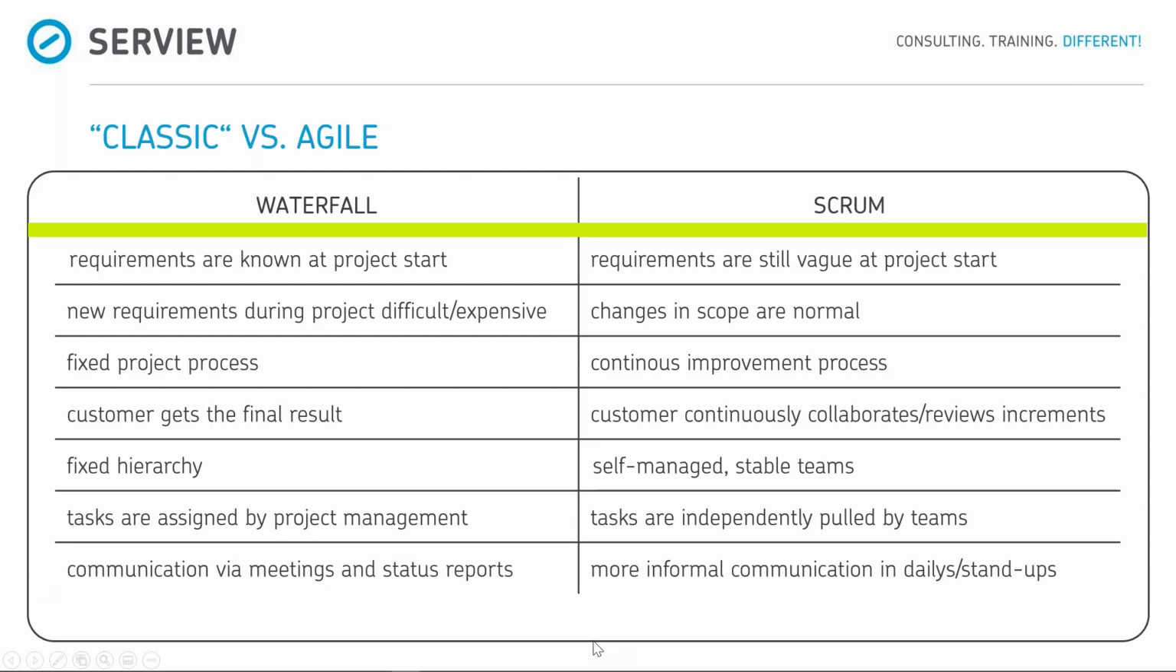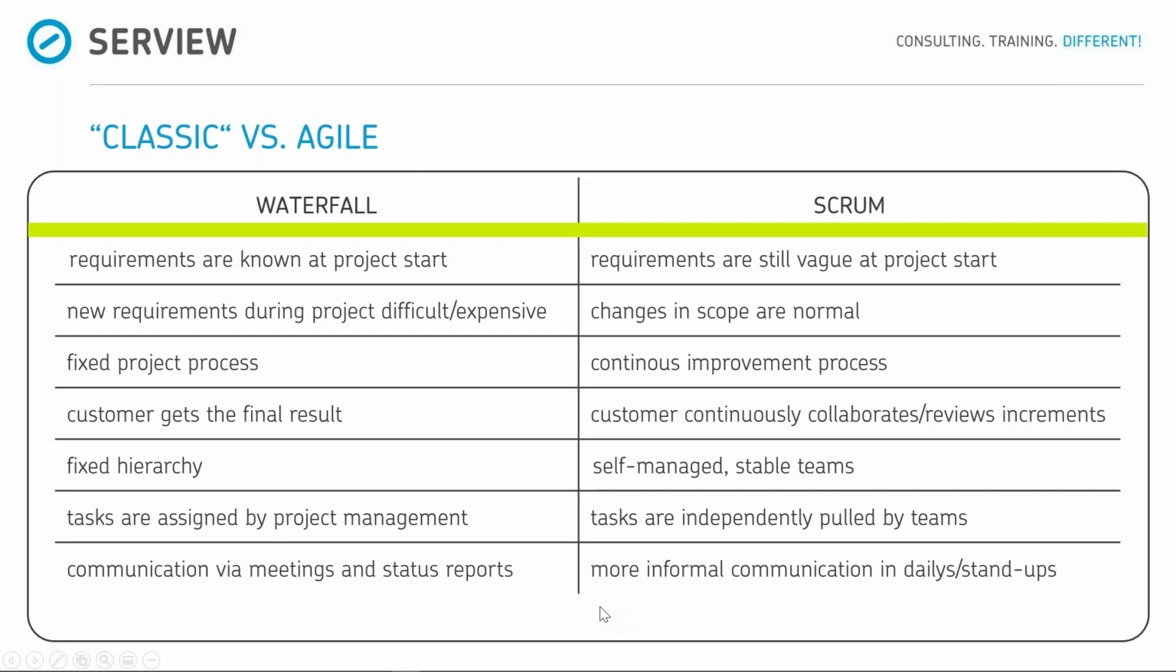So let's compare. What is the difference between Waterfall and Scrum, or Classic versus Agile, you might say? Well, when we do a Waterfall approach, usually we will arrive at the fact that requirements are known at the project start. The customer knows what they need, they know what they want, and they just tell us.